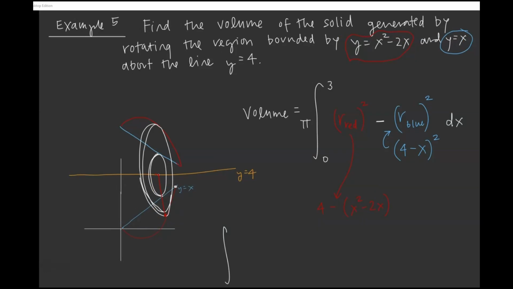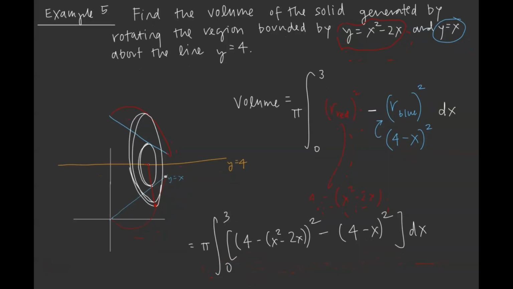So the volume is going to equal pi from 0 to 3 of 4 minus x squared minus 2x, and of course we need to square that radius, minus 4 minus x squared. And all of that with respect to x, dx. We'll go ahead and let Desmos do this calculation here for us. And that number ends up being 96.13.